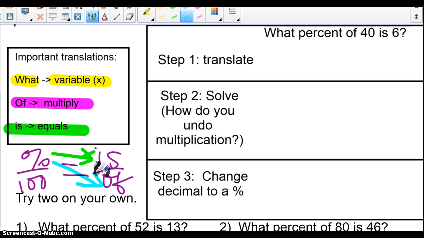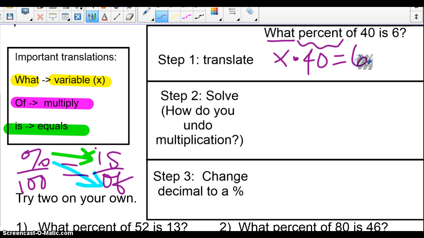All right, so let's look through this example. What percent of 40 is 6? And we're going to translate that. All right, so it says what. The first word is what. So I'm going to translate that to X. And it says what percent. That's going to be really important. I'm not going to put that into my equation, but it is going to be important later. Then it says of 40, so times 40. Is, what does is mean? Is means equal, is 6. All right, so the first thing I did was I translated.